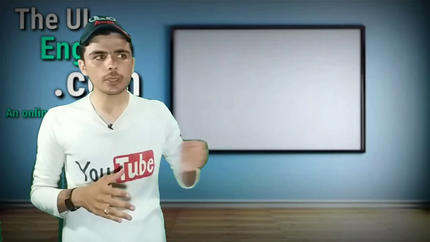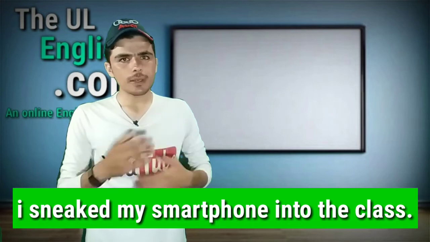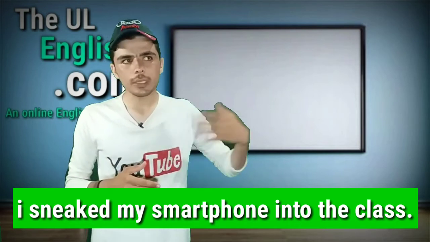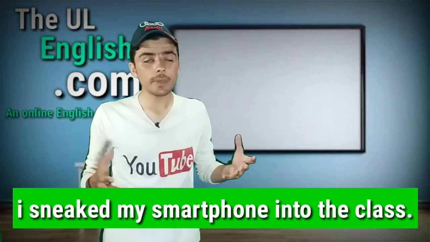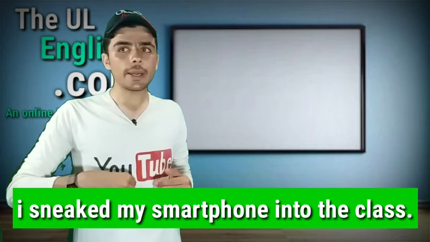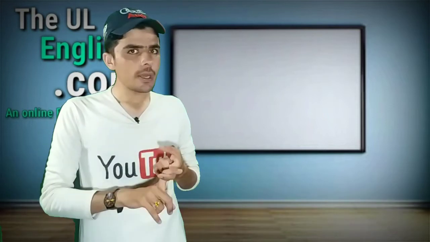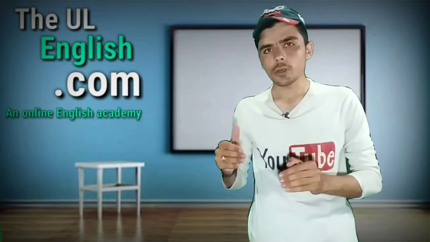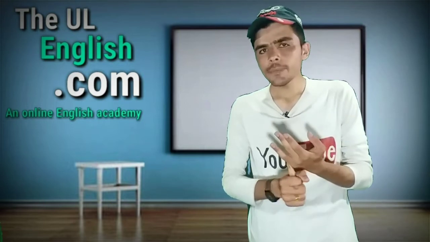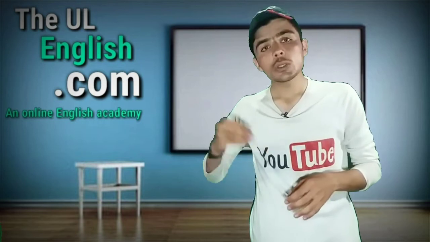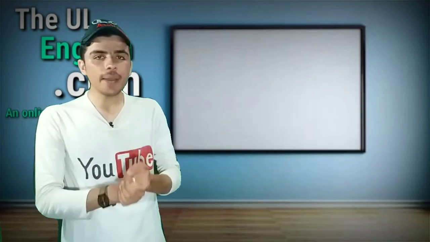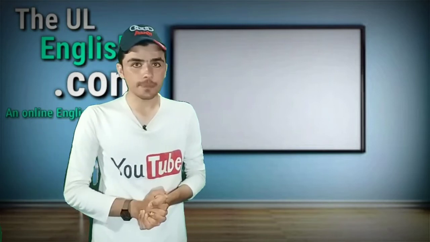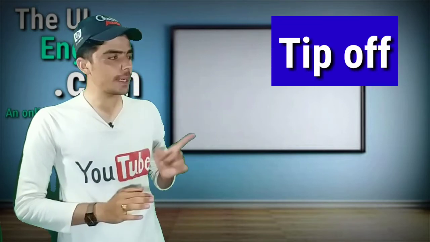Another example: we are not supposed to have our smartphones in our classroom, like we cannot use our smartphones at our school or college. But somehow I managed to sneak my smartphone into the class, and this means that I managed to take my smartphone inside the classroom in a secret and stealthy way. No one noticed me. So I repeat, to sneak somewhere means to go somewhere secretly, or to take someone or something secretly somewhere. And now it is the turn of our second last phrasal verb, phrasal verb number 5, tip off.